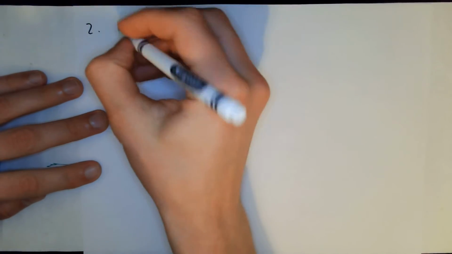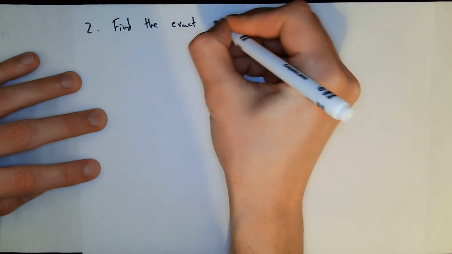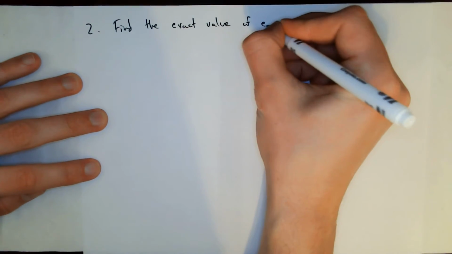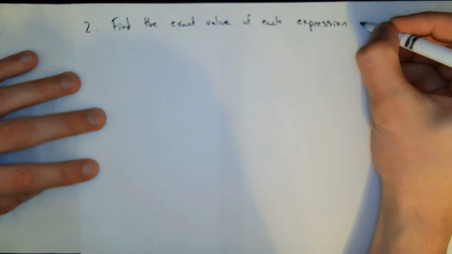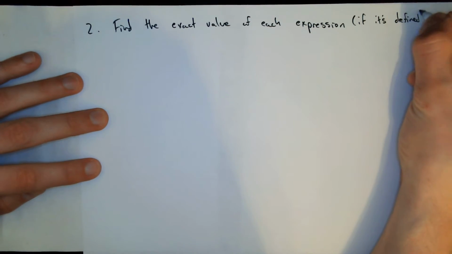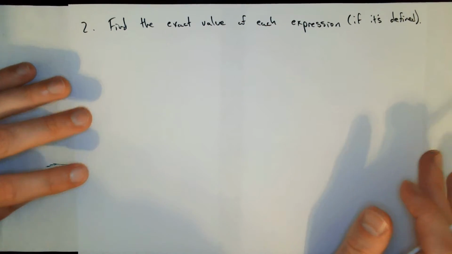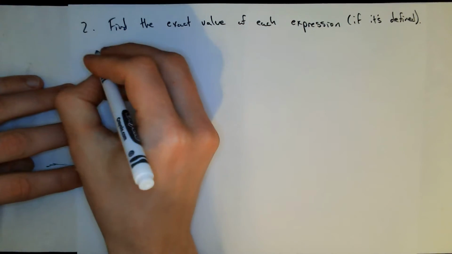Okay, let's talk about some inverse trig operations. Say I want you to, well, what would the instructions be? Find the exact value. And I should say here, if it's defined, because I could ask something that's not defined. Remember, when we get into the inverse operations, there is a domain issue.